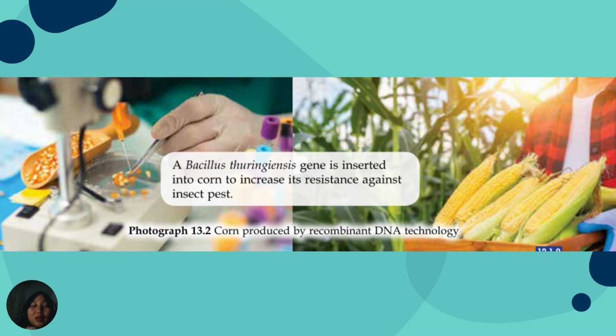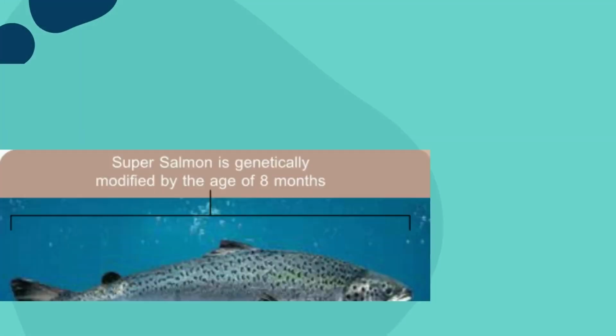Okay, kan ingat tadi ada recombinant DNA, maksudnya DNA yang telah recombine, diubah-ubah. Okay, so what is the new gene that has been inserted in this corn? So there's a Bacillus thuringiensis gene inserted into corn to increase its resistance against pests. So maksudnya corn ini, jagung ini dia lebih tahan daripada hama.